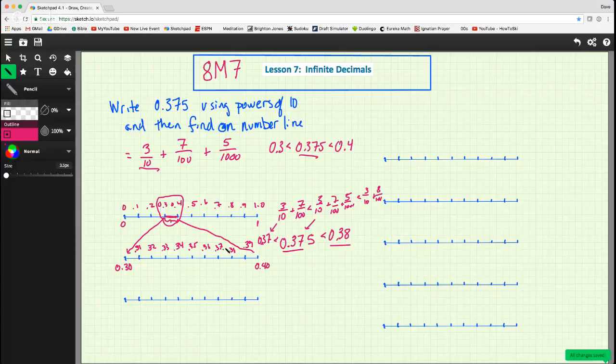Okay, so we're in between 0.37, so we're in this range right here. So this over here becomes 0.37, and over here comes 0.38. And so we're going to blow up this little part of the number line into these buckets.